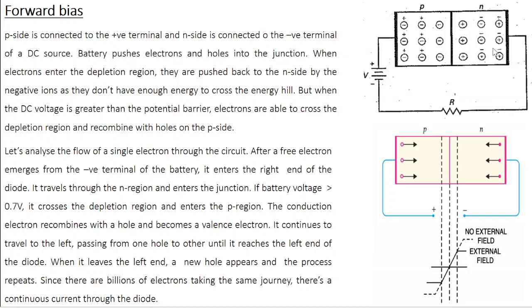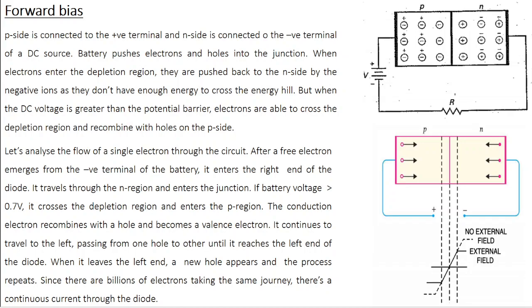On the N side, the majority carriers are free electrons, so the electron is able to move freely throughout the N region and it finally reaches the p-n junction or the depletion region. As I said, if the battery voltage is greater than the barrier potential, then this free electron will be able to cross the depletion region and enter the p region.